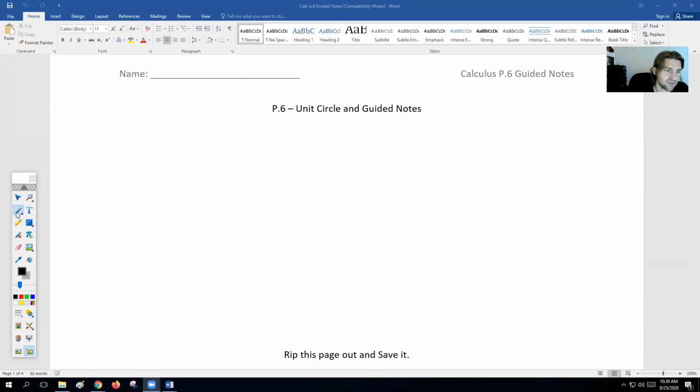One thing about a unit circle, it's called the unit circle because, oh yeah, you can't use that. I have to annotate here. Whew, glad I didn't make that mistake. Just get my tools up here for you guys.